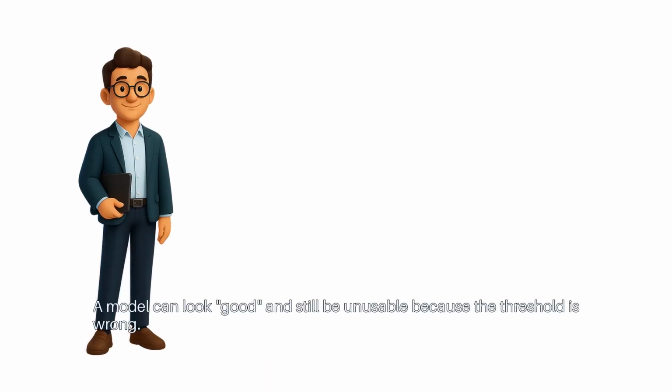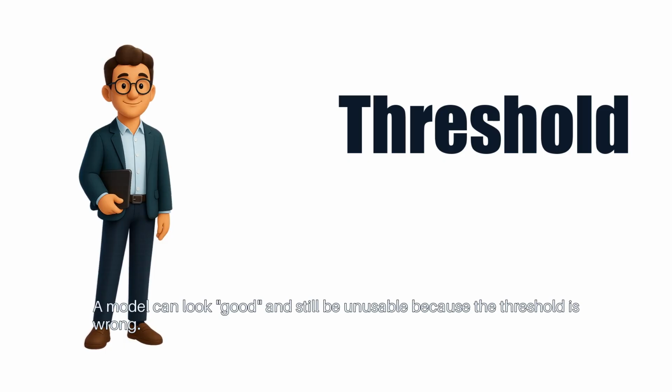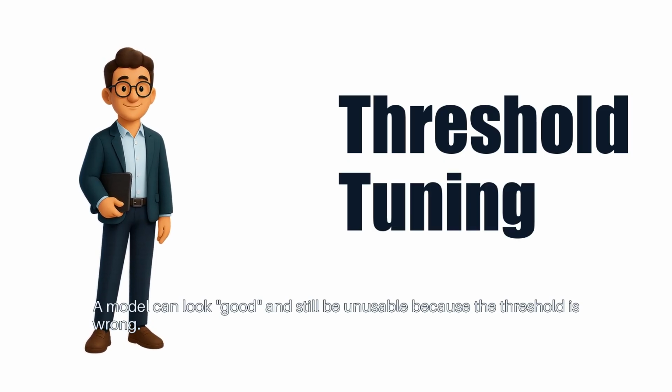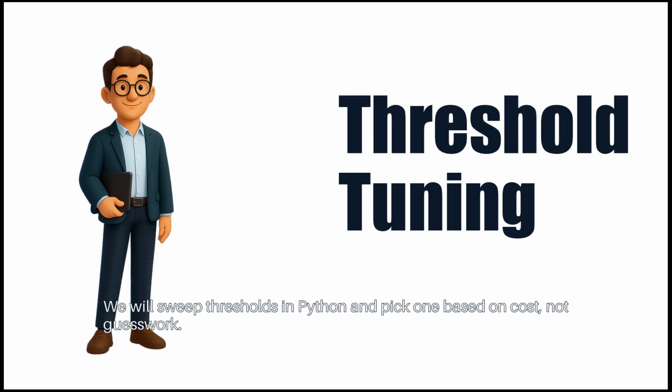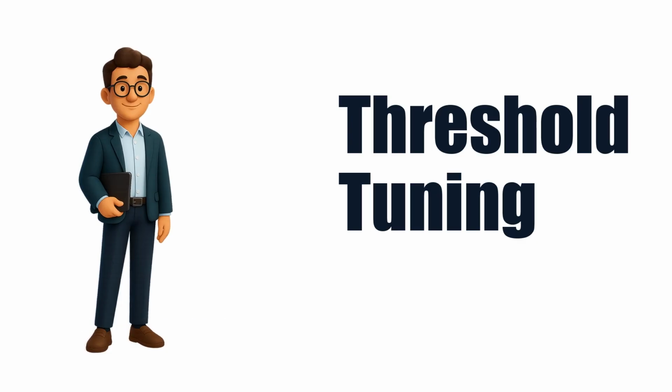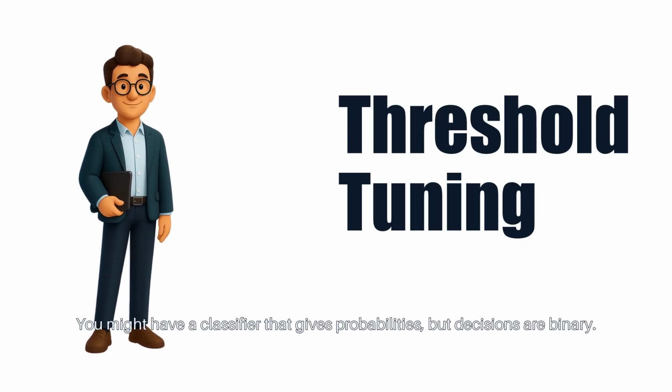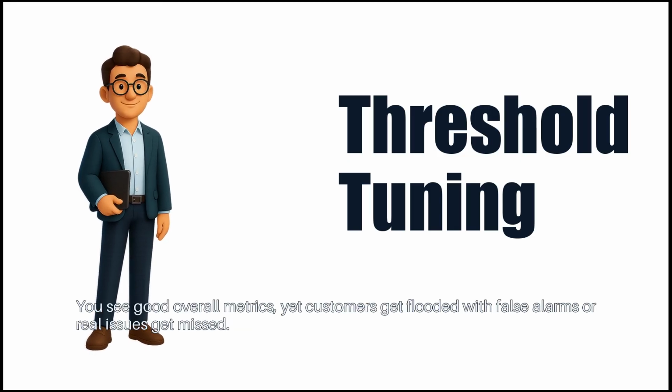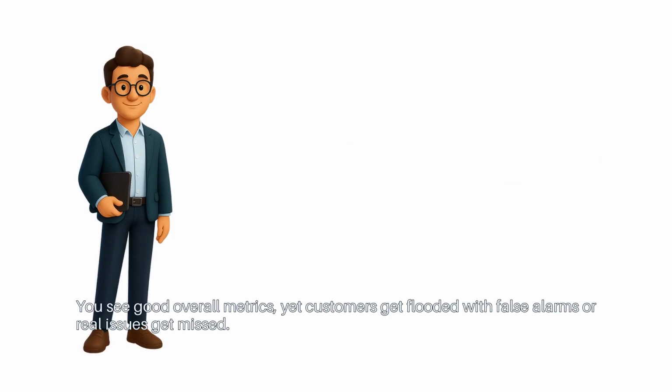A model can look good and still be unusable because the threshold is wrong. We will sweep thresholds in Python and pick one based on cost, not guesswork. You might have a classifier that gives probabilities, but decisions are binary. You see good overall metrics, yet customers get flooded with false alarms or real issues get missed.